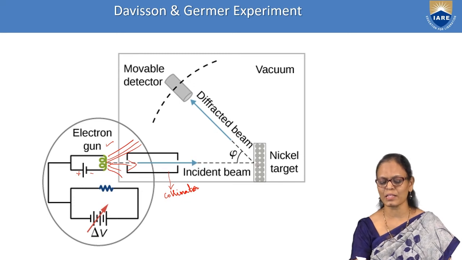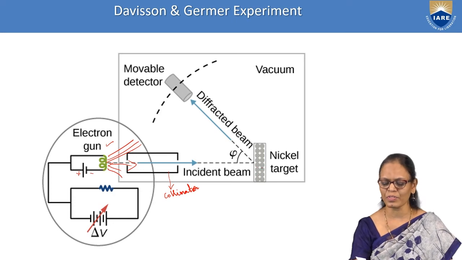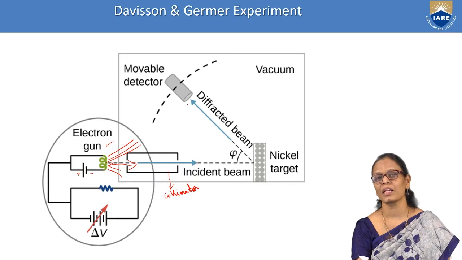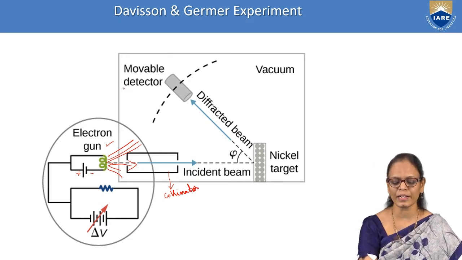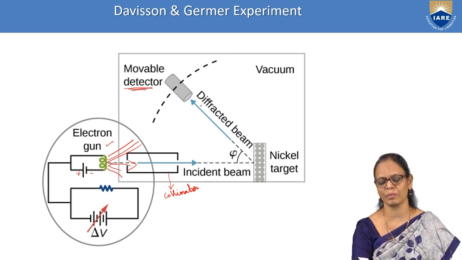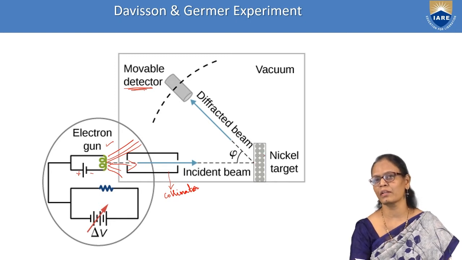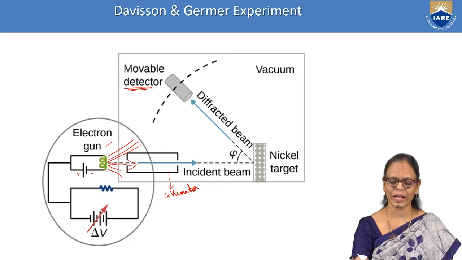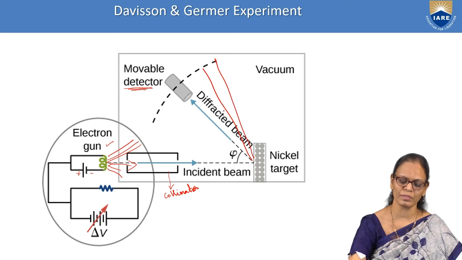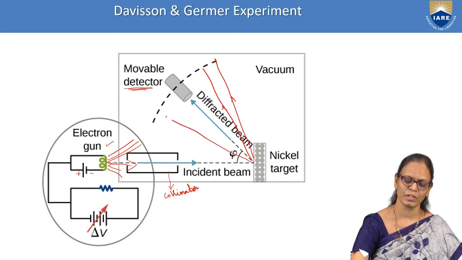So this beam is now incident on the nickel target. After being hit, the diffracted beam goes at different angles. So we are using a detector to detect the diffracted beam. The beam that is diffracted due to the nickel target, we are collecting here. It may come at different angles, depending upon the diffraction.